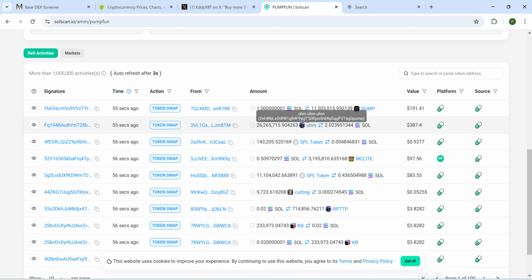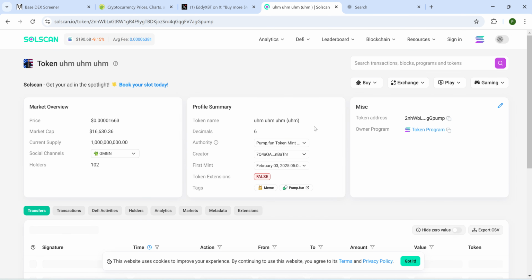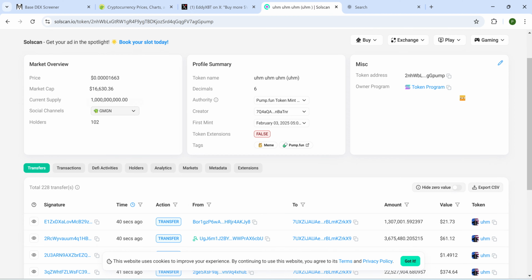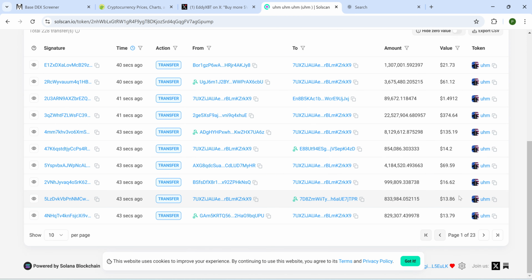So this is a new Pump Fun token swap. People are buying this. So you check. It's on 16k market cap, GMGN. So this is it. And you check the volume and what people are putting into it. Someone puts 135, someone puts 300.